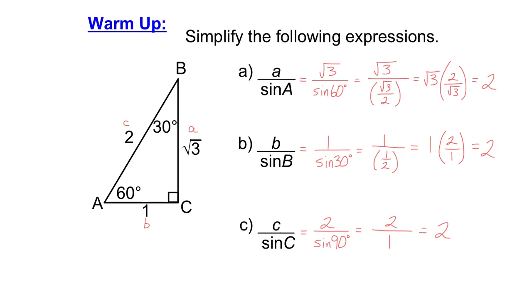Now this should be no surprise if you remember something called the sine law. A over sine A equals B over sine B equals C over sine C. The ratios of sides and their angles that are opposites is the same for each pair of angles and opposite sides. This is the sine law.